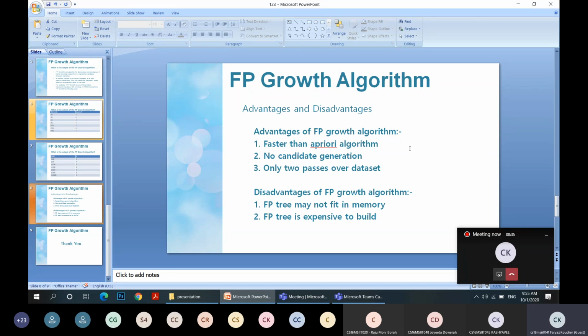Advantages: faster than the Apriori algorithm, no candidate generation, only 2 passes over the dataset. And disadvantages are: the FP tree may not fit in memory, and the FP tree is expensive to build.